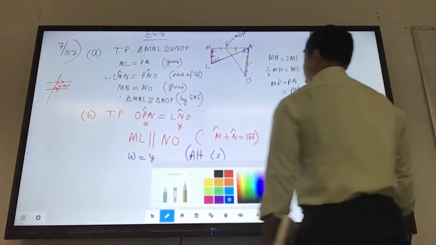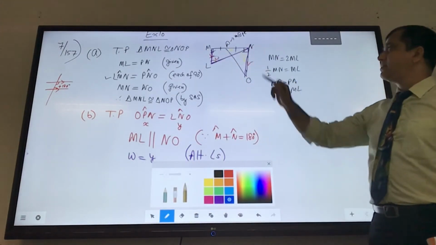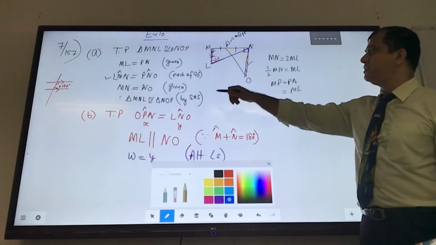Next guys, see here, triangle LMN, right? And triangle NPO, these are congruent.